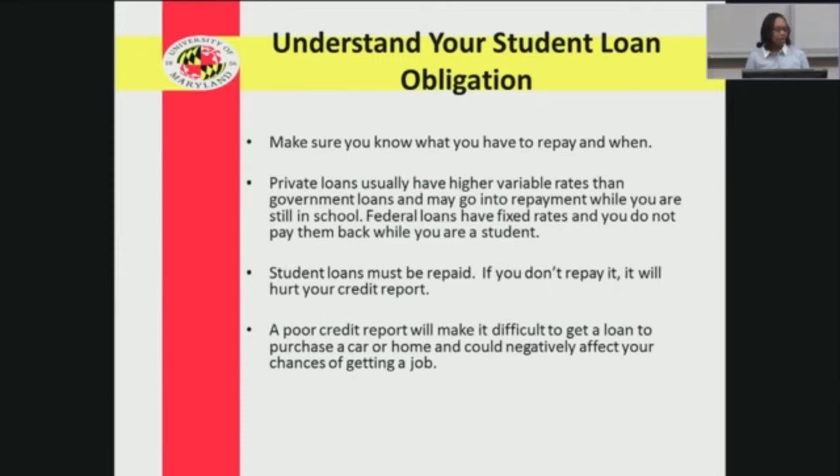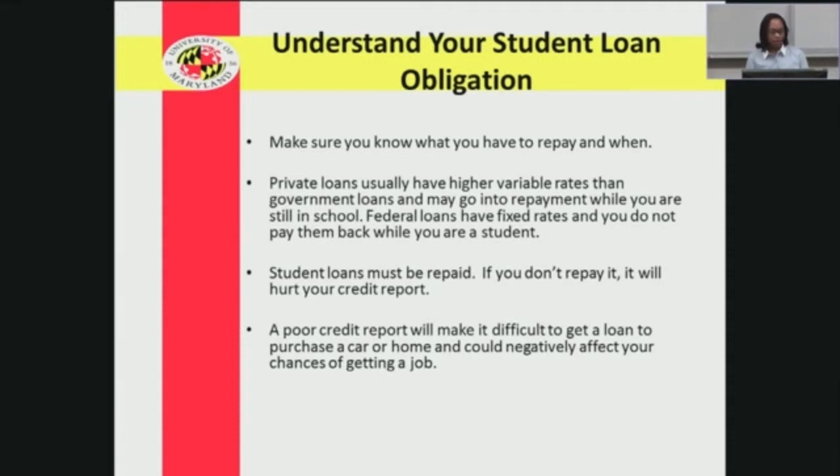Okay, so now that you have your loan, you have to understand your student loan obligation. You want to make sure that you know what you have to pay, so the amount that you owe and when to repay it. Again, that's 6 months after graduation. The lender will send you a letter in the mail and also an email, so you want to make sure that all your information is up to date. I'll talk about that a little later on, but you always want to know how much you owe and when you have to start repaying. Again, private loans usually have higher variable rates than the government loans, which usually have fixed rates.